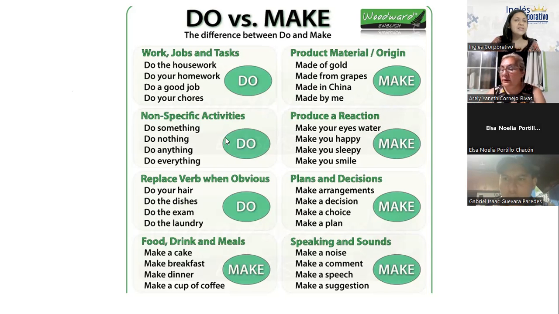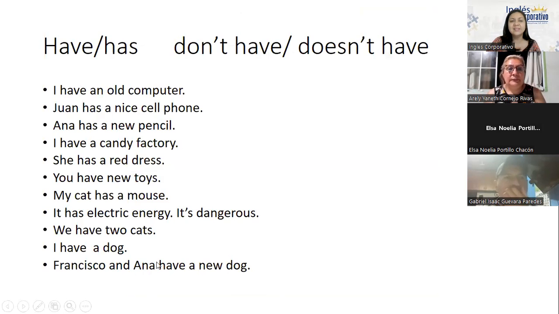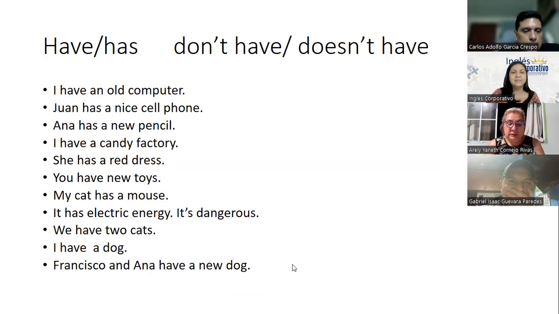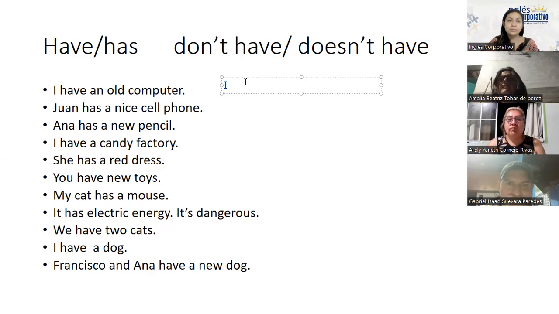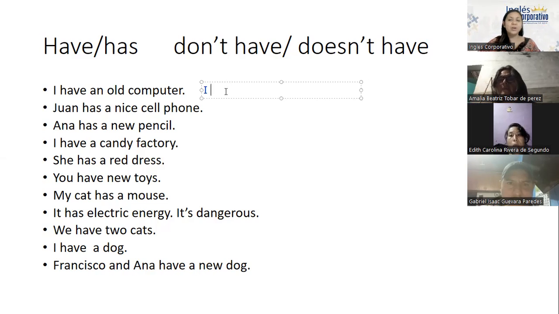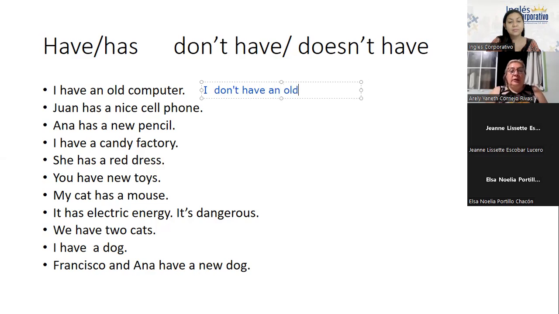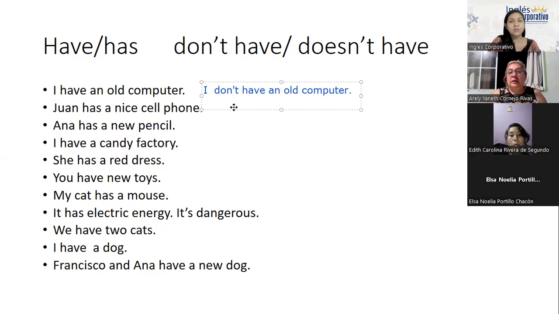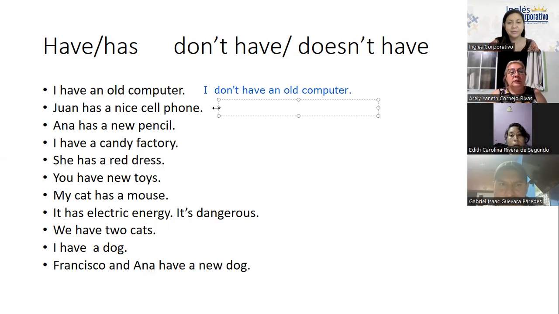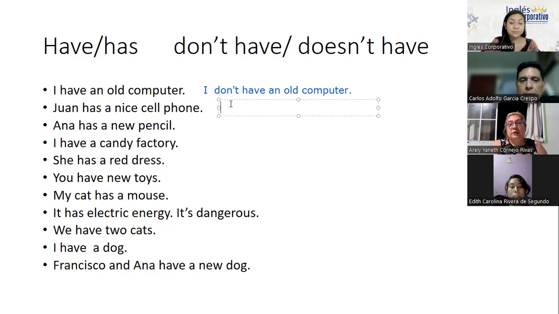Okay, so now the last activity, because we only have 7 more minutes, is that you are going to help me to make these sentences negative form. So can you help me, please? I have an old computer, negative. Carlos? I don't have. Okay. The second. Juan has a nice cell phone. Negative? Juan doesn't have a nice cell phone. Doesn't have. Great.